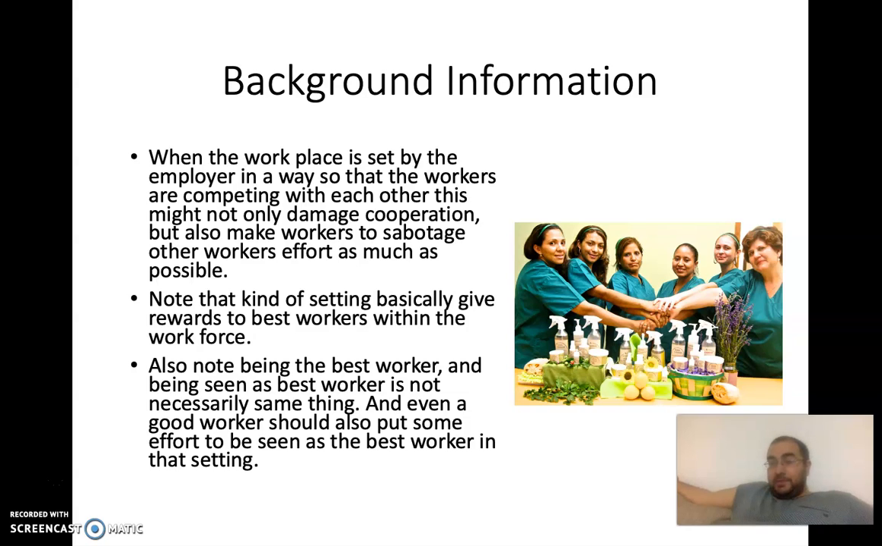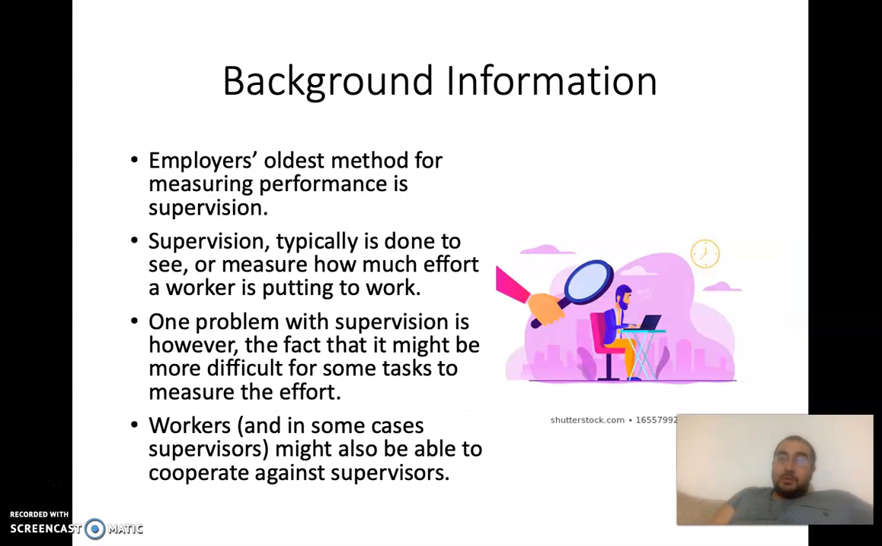within the company. And another problem is the supervision problem, or ensuring and testing workers' productivity. Of course, even if you are making the workers compete, you should find some way to measure productivity. And one way of doing that is supervision. That's the oldest way.